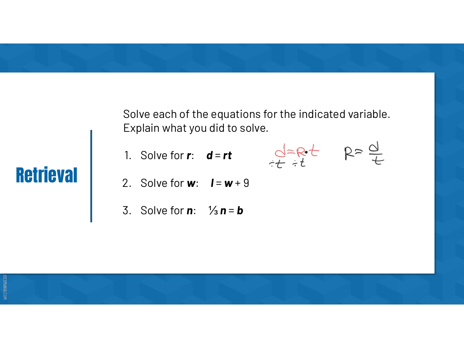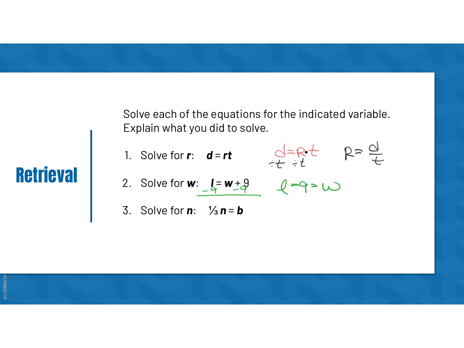Number two, solve for W. Go ahead and do that, then come back. When I get W by himself, who is by W? That is 9. 9 is adding, so we're going to subtract. And again, we're going to make it look nice. So we have L minus 9 equals W.